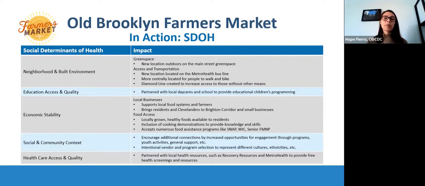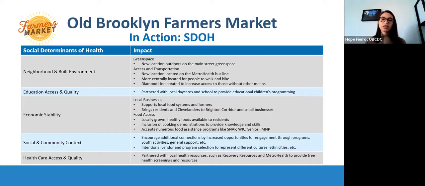And if you were to just stop by, you might think it's a nice market. But if you take a step back, you can see that it's not as accessible to everyone in the neighborhood as it could be. So we decided to change the location to a more central place, which is on our main street. It's also located on a bus line now, so that way people without transportation can take a bus to our market. It's more centrally located for people to walk and bike.